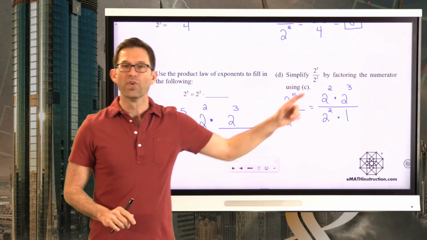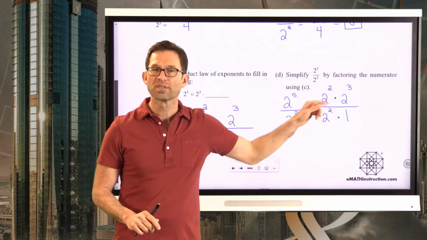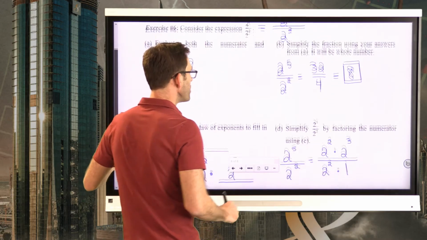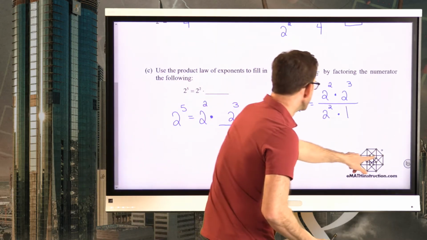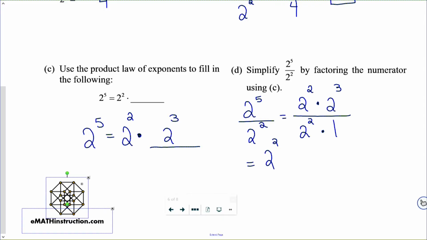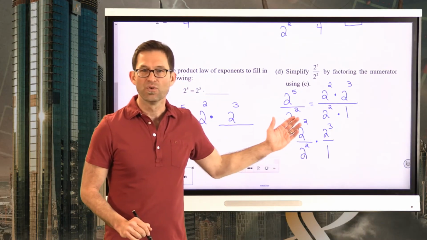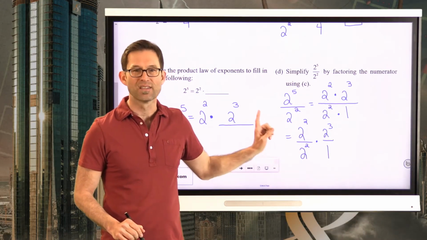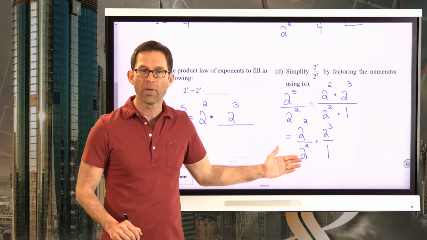Now notice, in both the numerator and denominator, I have a 2 to the 2nd. So I can now write this as 2 to the 2nd divided by 2 to the 2nd times 2 to the 3rd divided by 1. And of course, what is 2 to the 2nd divided by 2 to the 2nd? It's equal to 1.